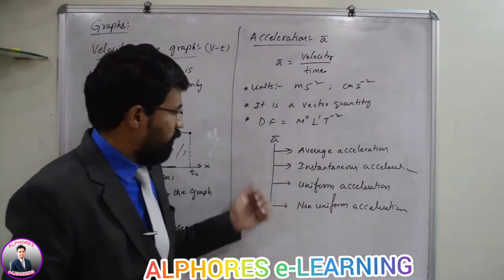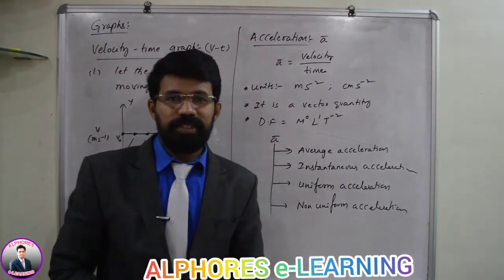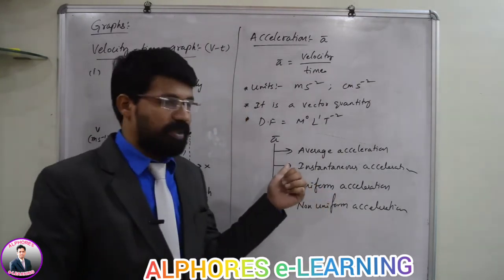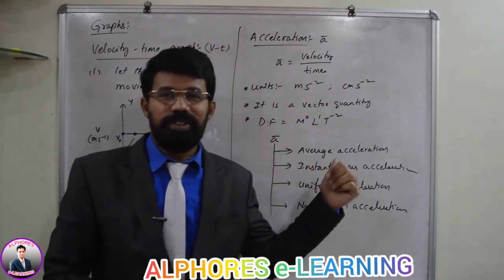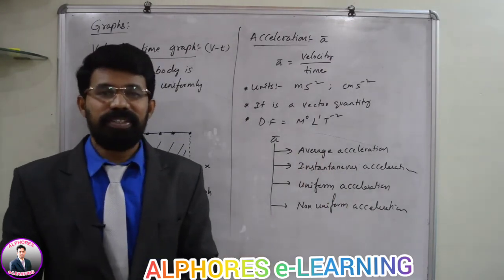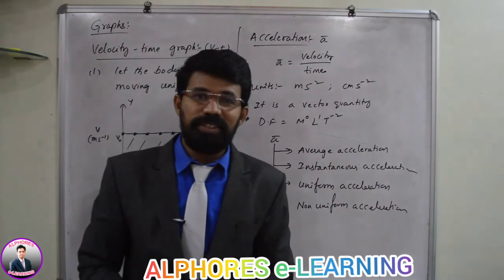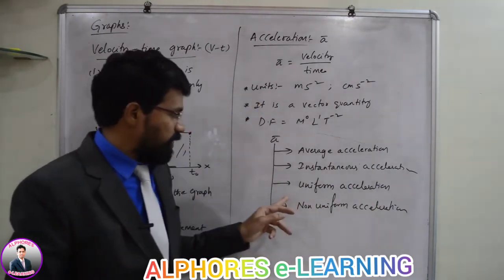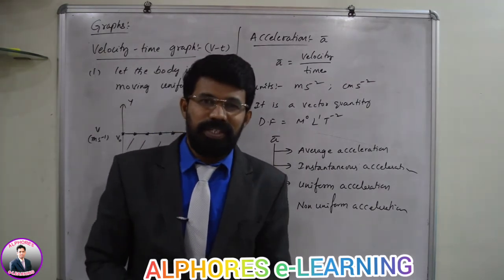So, what is average acceleration? Average acceleration is similar to average velocity. Here we talk about change in velocity, right? So, the total change in velocity divided by the total time taken for that change can be called average acceleration. And instantaneous acceleration is acceleration at a particular instant. And uniform acceleration means constant acceleration.